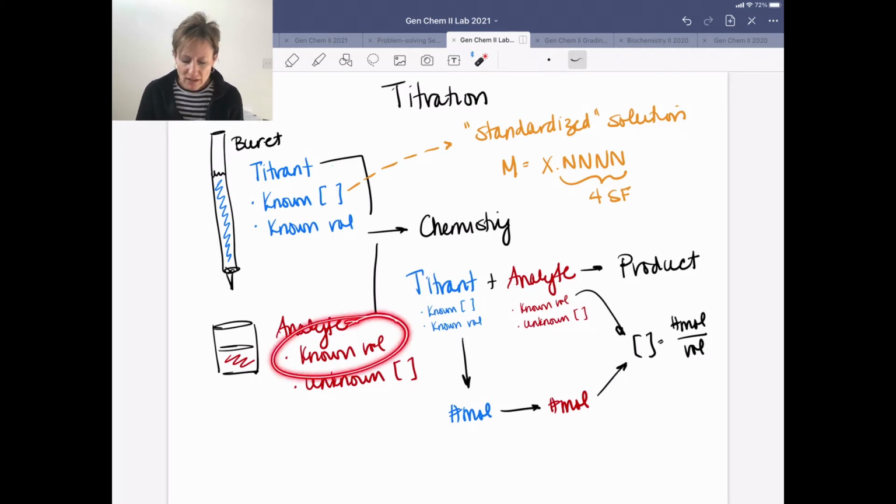Well, how are we going to know with a high degree of accuracy the volume of our analyte? We're going to use a pipette for that. Remember the pipettes that we have with those rubber bulbs? We're going to use those to accurately know the volume.